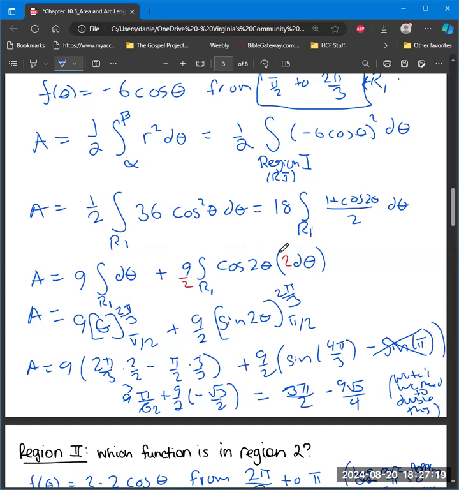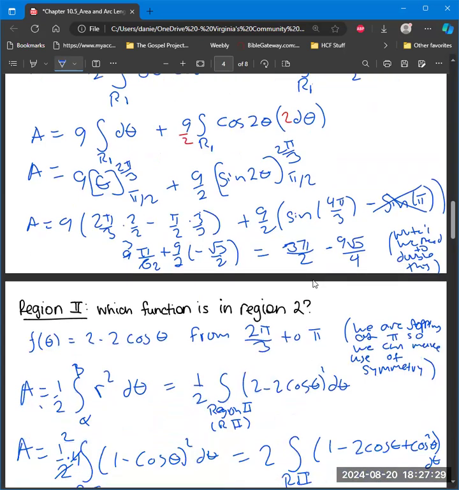I'm going to have to fix this u substitution right here for cosine 2 theta with a 2 d theta that I multiplied by 2 on the inside. So I need to divide by 2 on the outside, or multiply by 1/2 on the outside, whichever way you prefer to think about that. So that I end up with 9 theta from pi over 2 to 2 pi over 3 plus 9/2 sine of 2 theta from pi over 2 to 2 pi over 3.